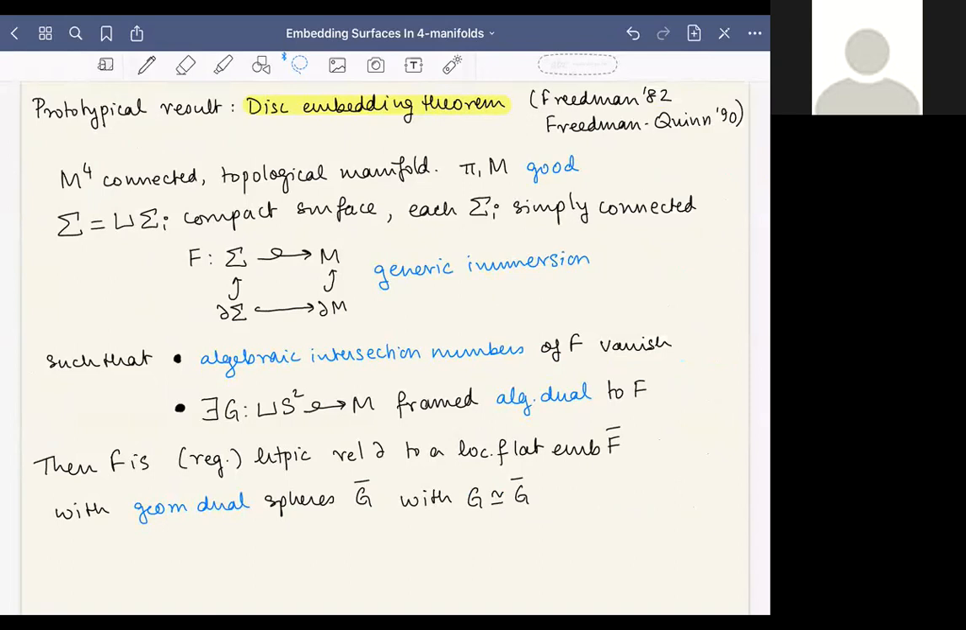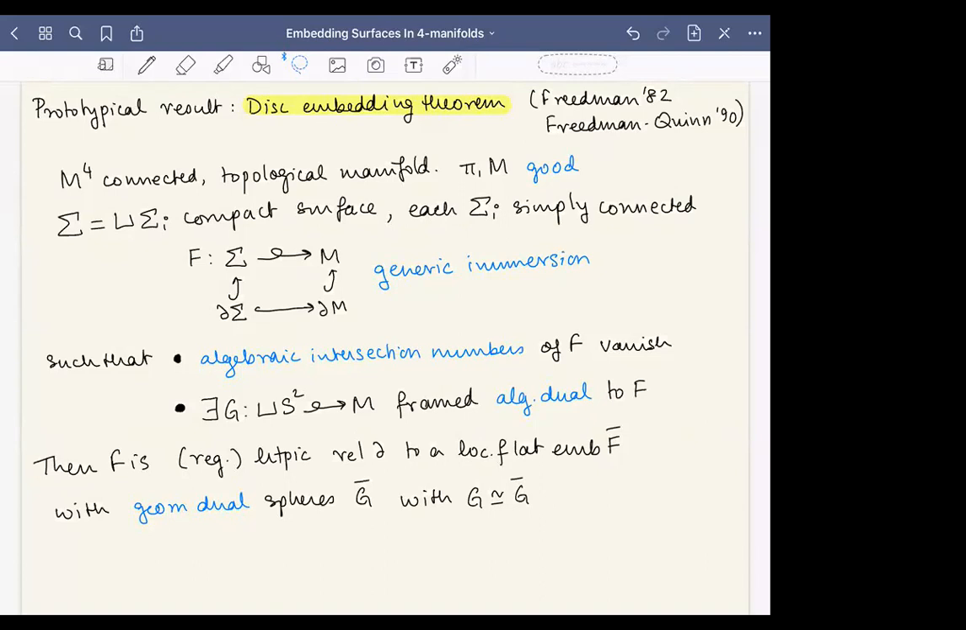And here's the prototypical result. Here's the one that got us all started. This is the disk embedding theorem. So let me just go through this theorem. We're working in a connected topological manifold, but that may as well be smooth if you like. There's a restriction on the fundamental group, which I'll talk about in a second. And right now we're talking about surfaces, compact surface with potentially many components, but each component is simply connected. So you may as well think of this as disks or spheres, hence disk embedding theorem.